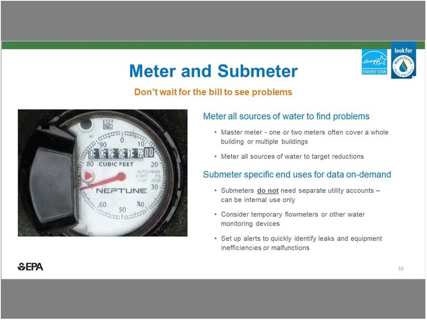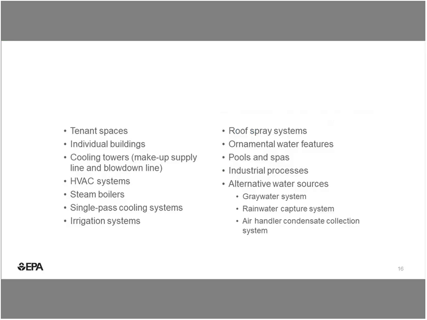And then you may also want to consider using temporary flow meters or other water monitoring devices, because you can just snap them onto the pipe run, or use them temporarily and move them around. So that's one way that can help, so you don't have to have multiple flow meters if you don't want to. You can use them in multiple places. And then, as I mentioned before, some of them will allow you to set up alerts so that you can get that information as quickly as possible and fix it.